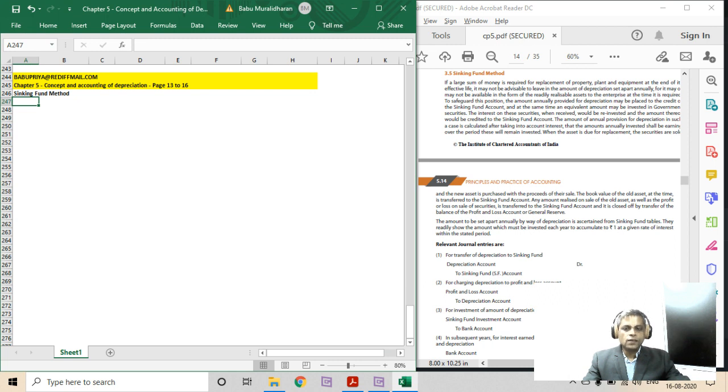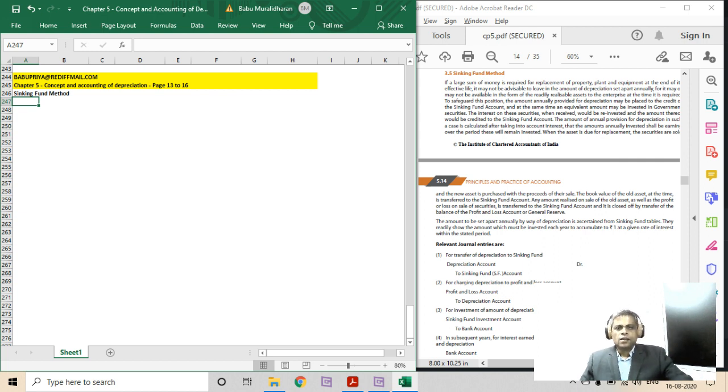In this class, we will discuss what the sinking fund method of depreciation is. I'm in chapter 5, CA Foundation, page number 13. Sinking fund method is not a prominent method, because the prominent method of depreciation is the return on value or diminishing balance method. But the sinking fund method is used.